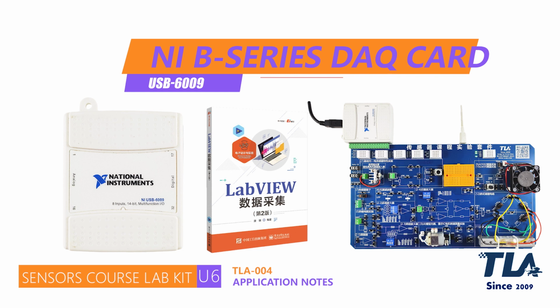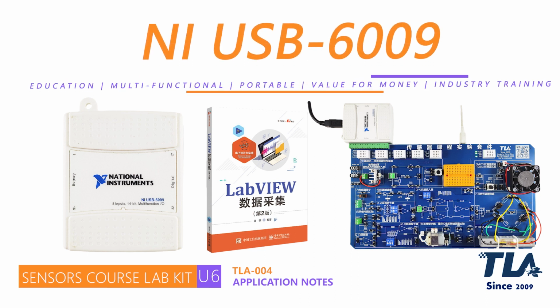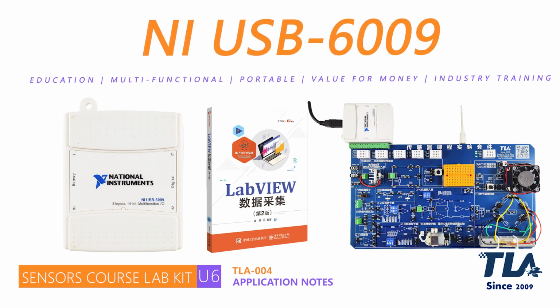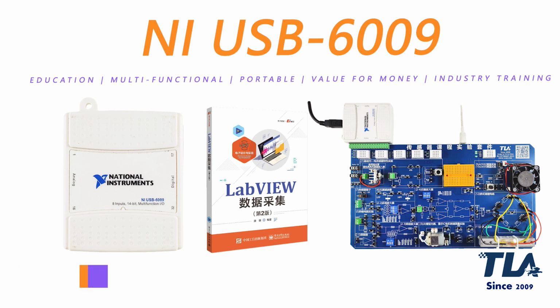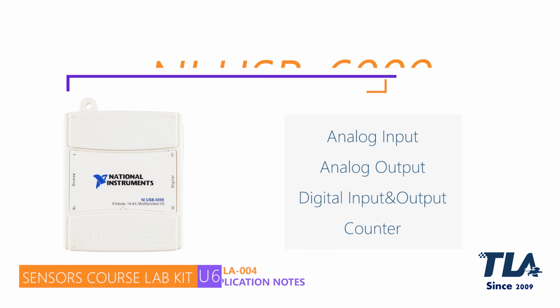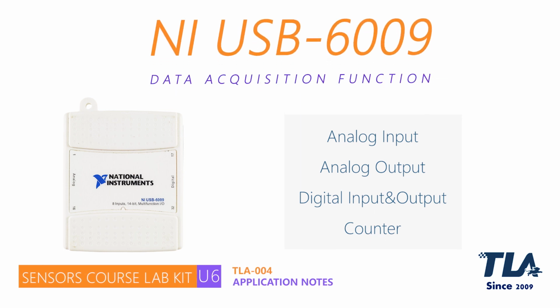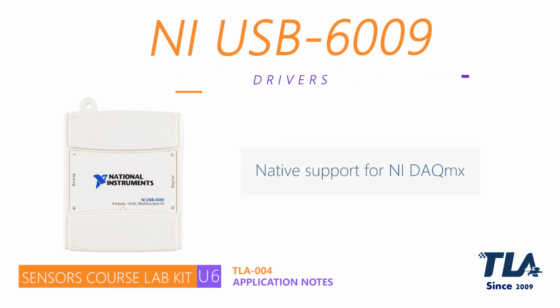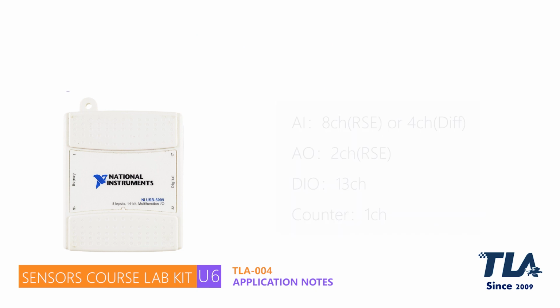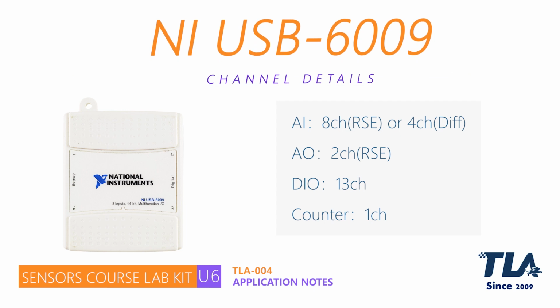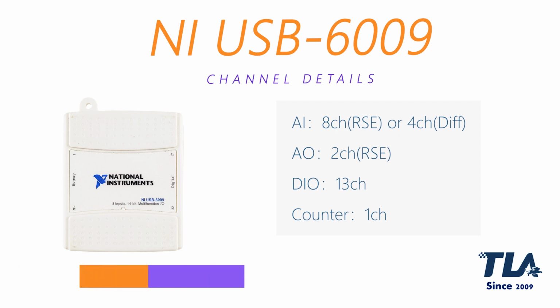MIO USB-6009 is a data acquisition card with USB interface suitable for industrial training, education, and teaching applications. It has the functions of analog signal input and output, digital signal input and output, and counter, and the driver natively supports MIO DAQ. It is a model with multifunction data acquisition ability and high-cost performance. MIO USB-6009 can provide 8-channel single-ended analog signal input or 4-channel differential analog signal input, 2-channel single-ended analog signal output, 13-channel digital signal input and output, and 1-channel counter function.